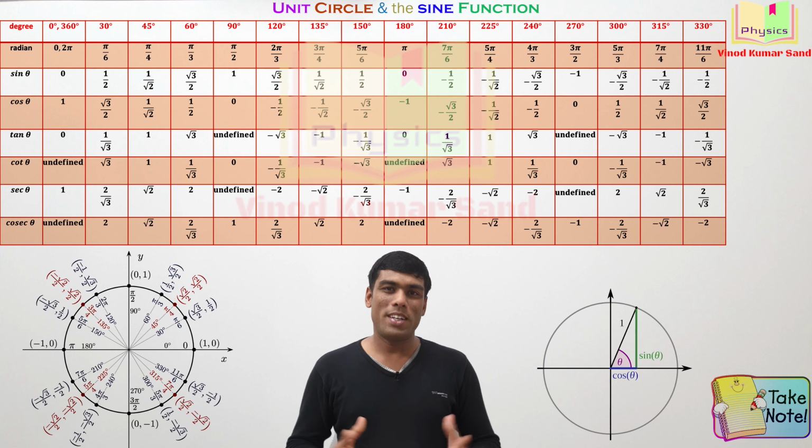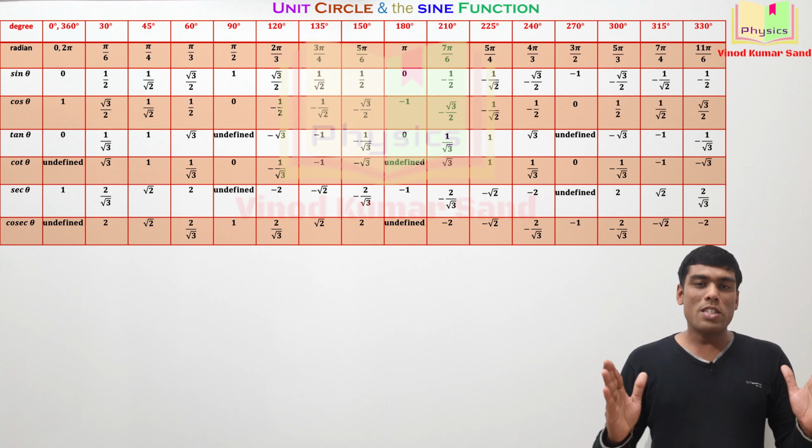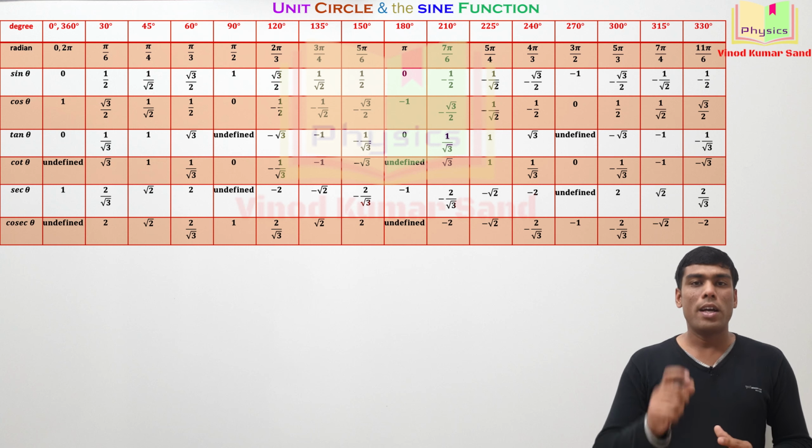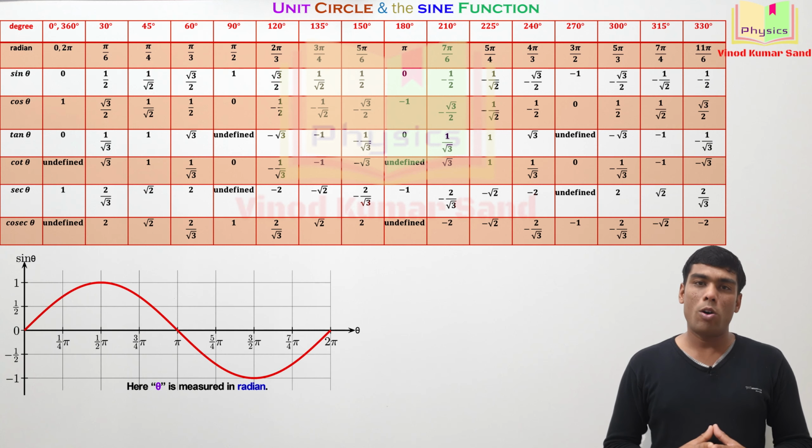Okay, note it down. Since we have the various values for the cosine function as well as the sine function, we are trying to plot the graph for them, taking theta on the horizontal axis and sine theta on the vertical axis. And we will mark a few important points.